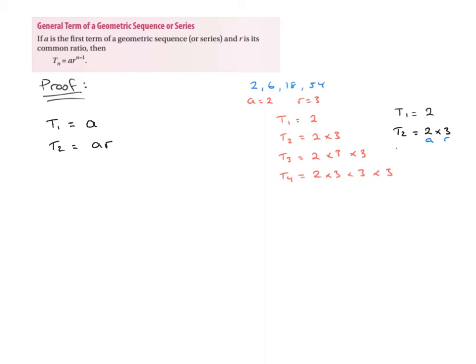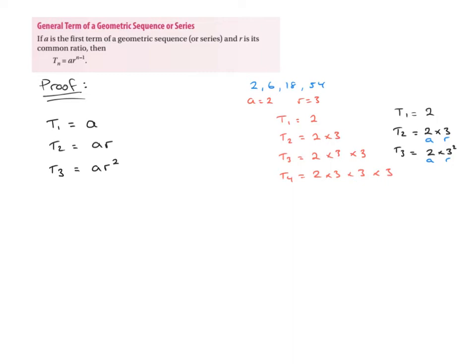Now let's look at T3. T3 is equal to 2 times 3 times 3. Well, 3 times 3 is the same as 3 squared, so what I can write for this one is 2 times 3 squared. And notice again, this is my A and this is my R. So if I'm looking for a general formula, you can see that T3 is equal to AR squared.